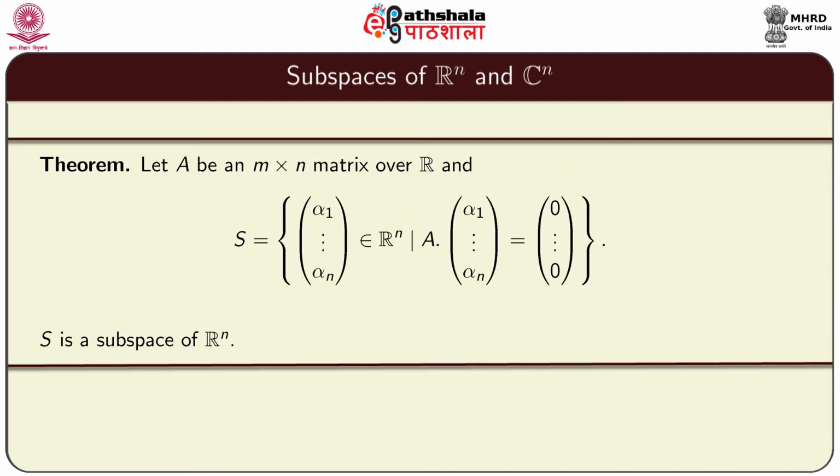Now, we see a very natural subspace of Rn, namely the set S, which is the collection of all n tuples (alpha 1 to alpha n) such that A times (alpha 1, alpha 2, ..., alpha n) is 0, I mean the 0 matrix. You know what this is. This is nothing but the collection of all solutions of the homogeneous system of equations Ax equal to 0.